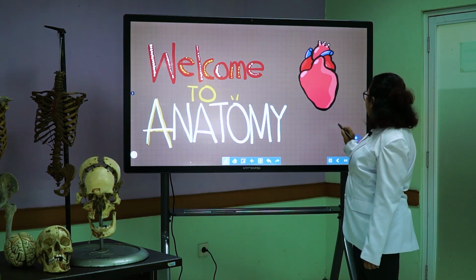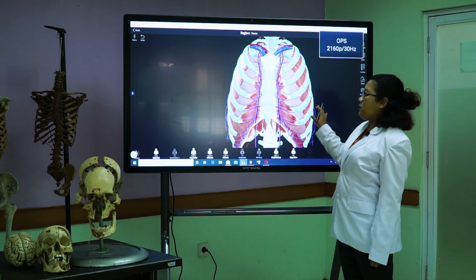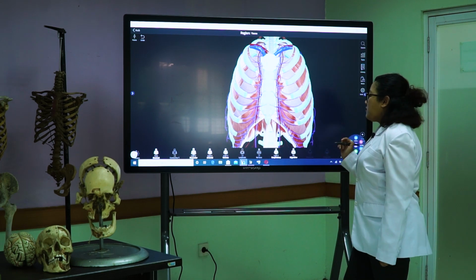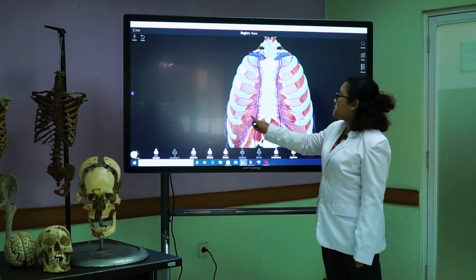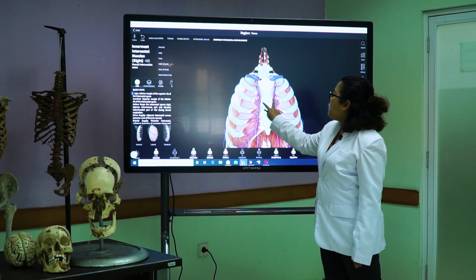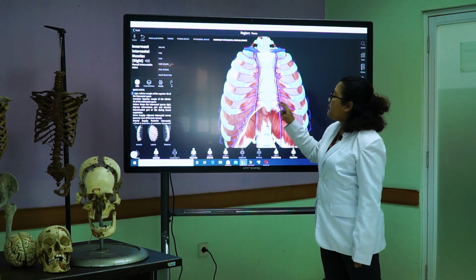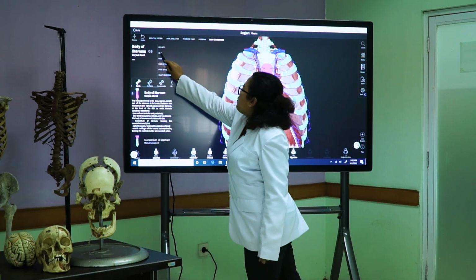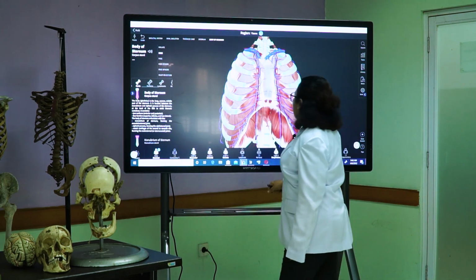Let's see. In here, we can observe the thorax. So the thorax is your chest, or anatomically speaking, we usually say thorax. We can manipulate this and observe more structures by moving around. We can even make them larger, smaller, and what's more, we can hide the structures, make them disappear.